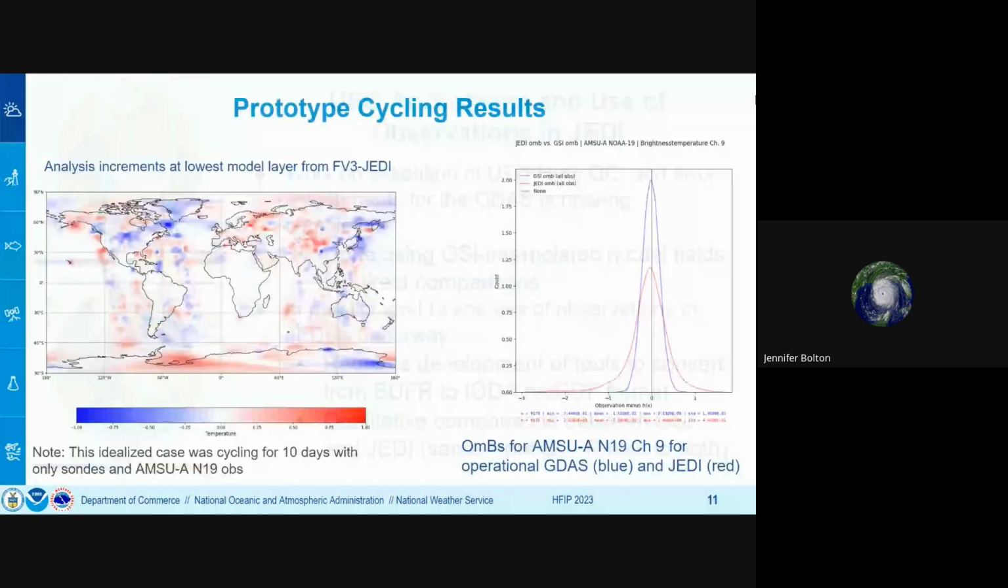Next slide is just an example showing preliminary prototype cycling. In this case, it's just 3D VAR. We only assimilated for 10 days AMSUA NOAA 19 and conventional data. Analysis increments on the left, departures on the right. Obviously, when we have subset of data, we're not going to be as good. The forecast starts getting worse. But surprisingly, even just doing this, it didn't blow up. So we actually have something reasonable as a starting point for which we can now start doing scientific validation.